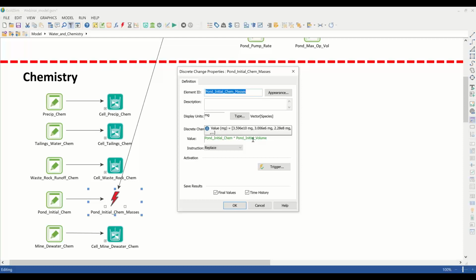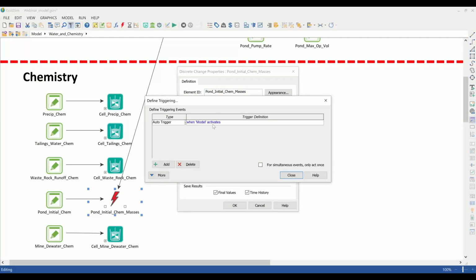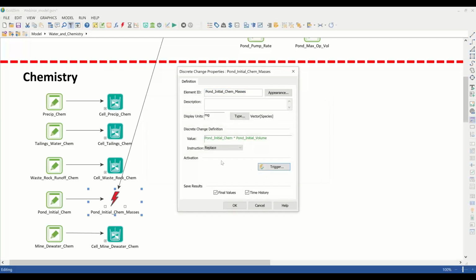So if you multiply milligrams per liter times volume, which would be something like liters, you get milligrams. And I set the trigger on this to an auto trigger. So when the model activates, it will add, actually, you could do either one, because you're starting at time 0. It will add this mass of chemical, chemical masses to the pond. GoldSim will then take those chemical masses, divide it by the volume in the pond, and give us an initial chemistry.